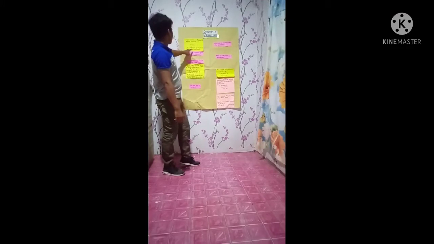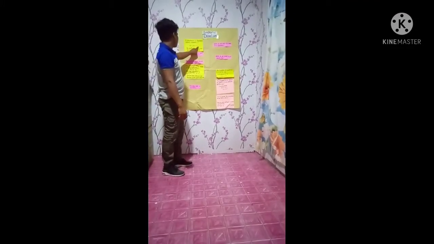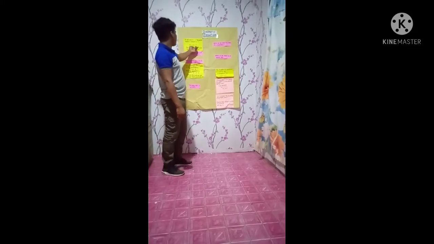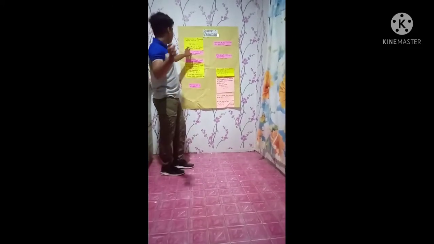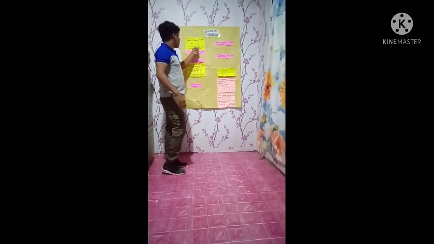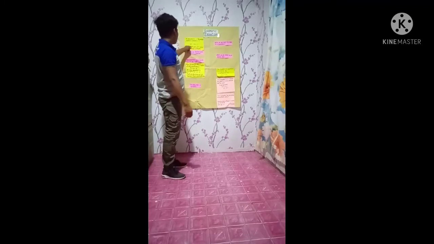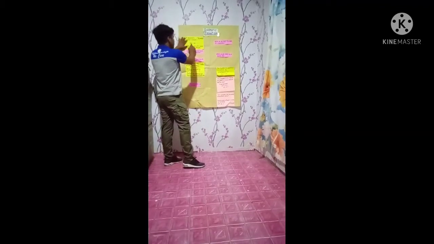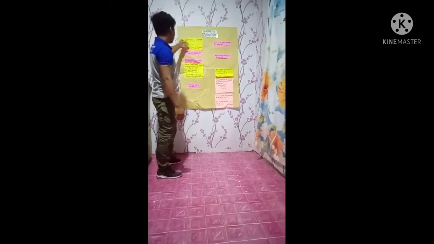So, ax squared plus bx plus c is the form of quadratic equation. The coefficient of x squared is called the leading coefficient. So, ang tawag dito sa x squared is leading coefficient.